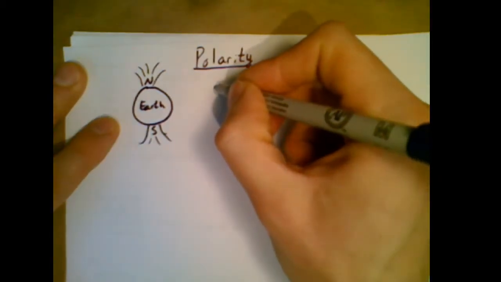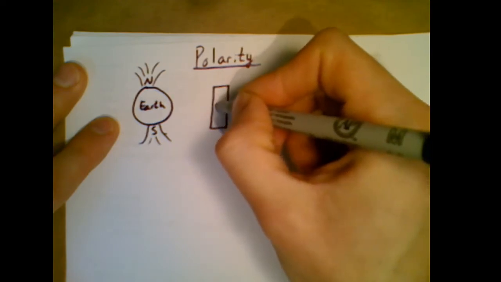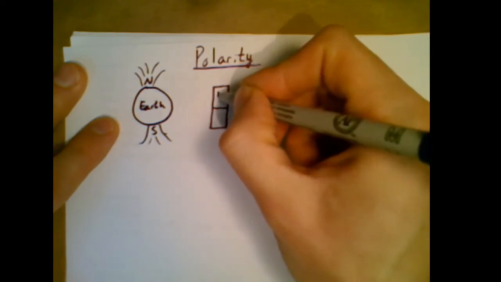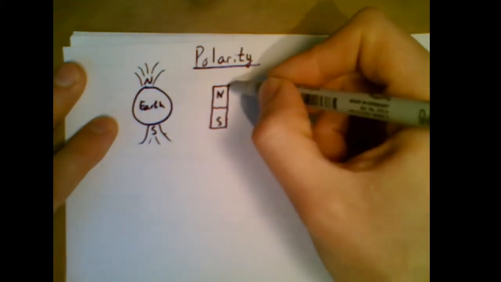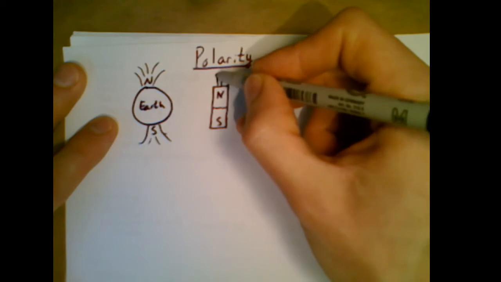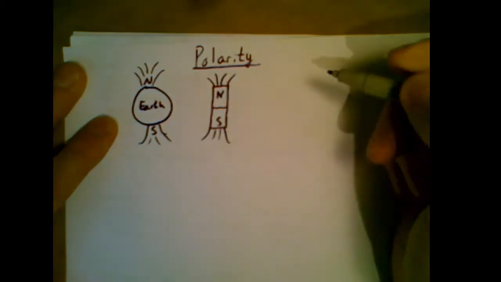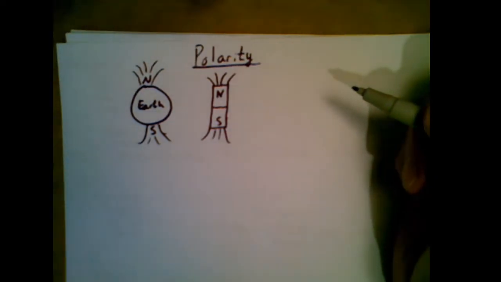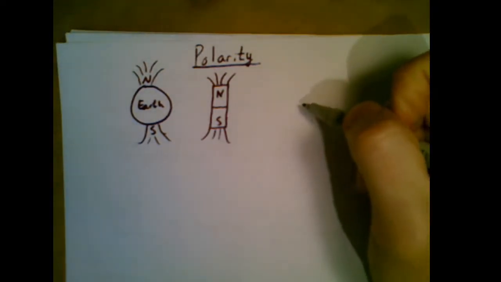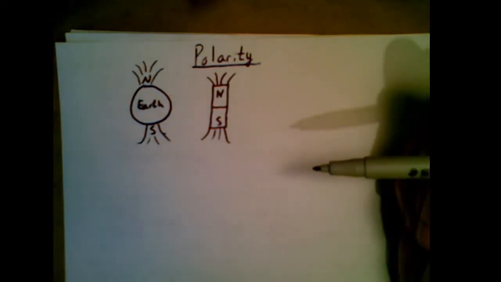And you could also think about something like a magnet. A magnet is also considered to be polar because it has a north and it has a south. It has one side that's a little bit different from the other side. And so when we talk about poles, really all we're talking about is something that is different on one end than it is on the other end.